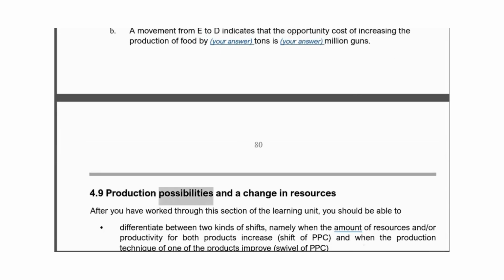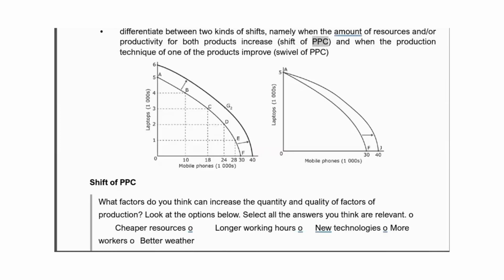4.9 Production possibilities and a change in resources. After you have worked through this section of the learning unit, you should be able to differentiate between two kinds of shifts, namely when the amount of resources and/or productivity for both products increase, shift of PPC, and when the production technique of one of the products improves, swivel of PPC. Shift of PPC.